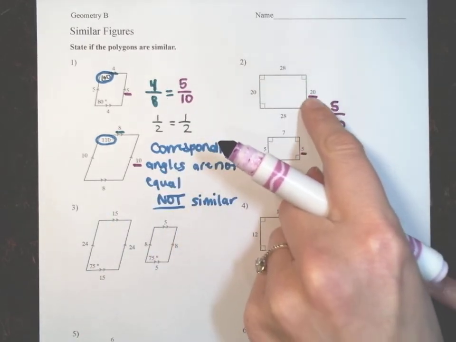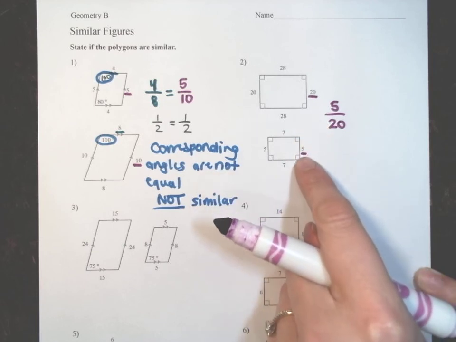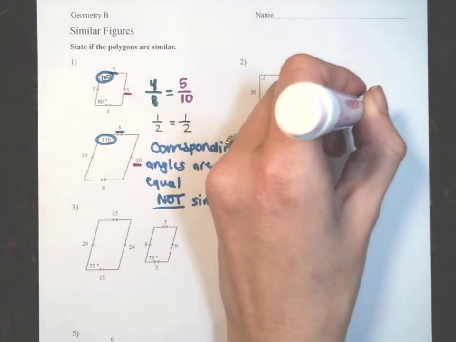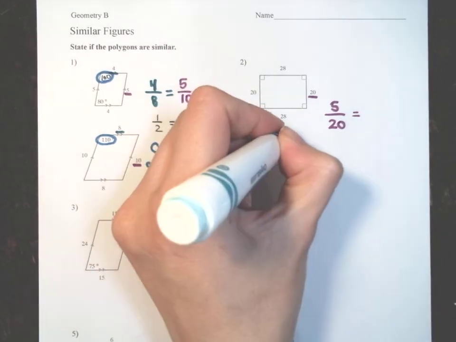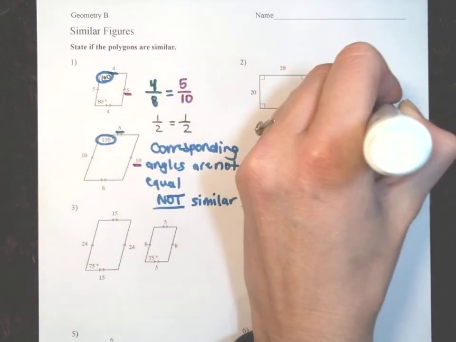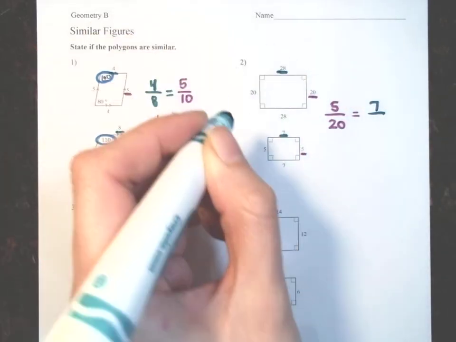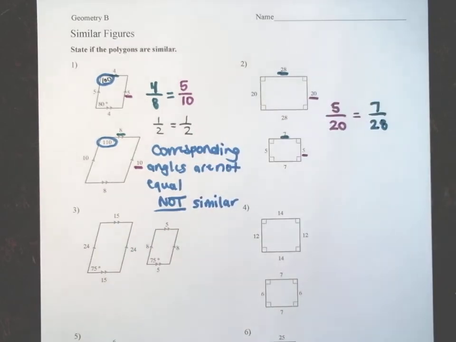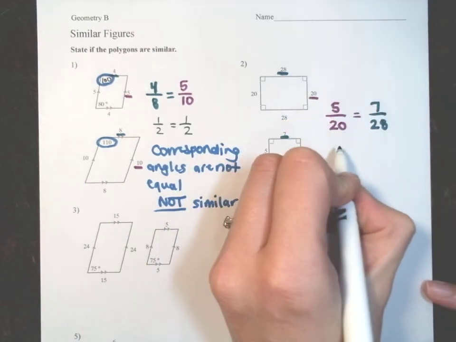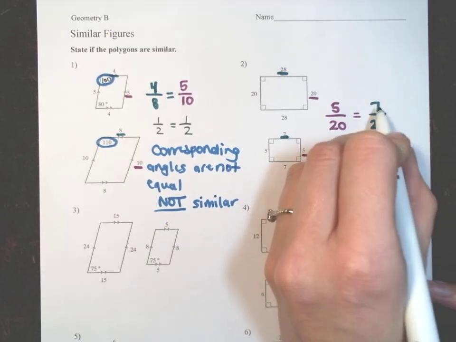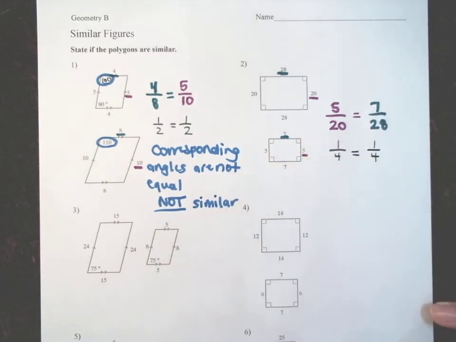And it doesn't matter, you could write the big one on top. You just have to be consistent. Since I wrote the smaller one on the top, for the next one I have to make sure to also write the smaller rectangle's value on the top. The length of the small one is 7, and the length of the larger one is 28. If we simplify those, or you could cross multiply too, it doesn't matter, 5 over 20 simplifies to 1/4. And 7 over 28 also simplifies to 1/4. So yes, the corresponding sides are proportional.